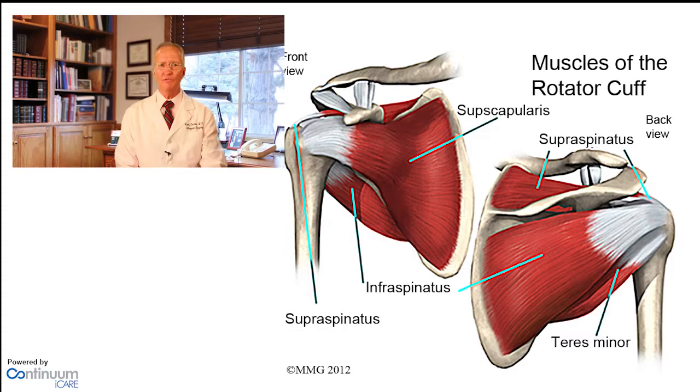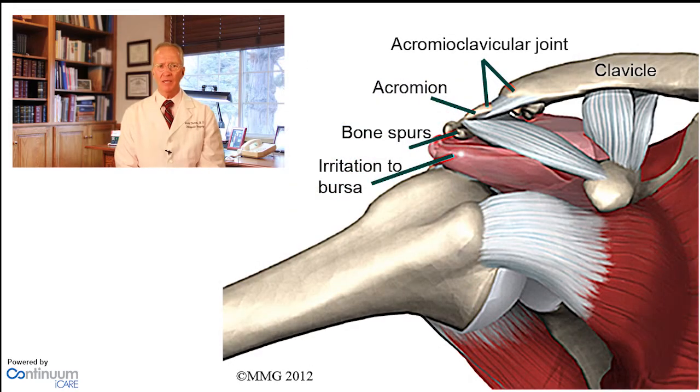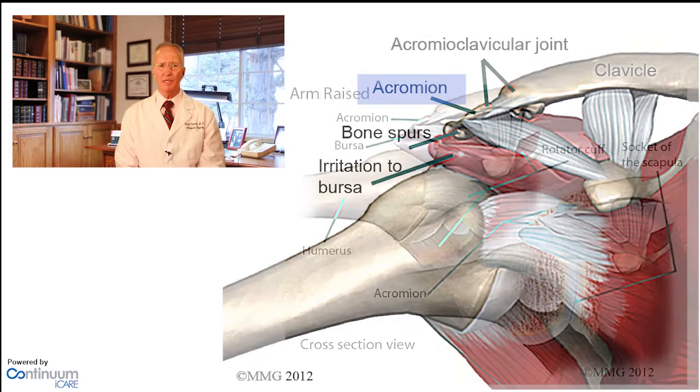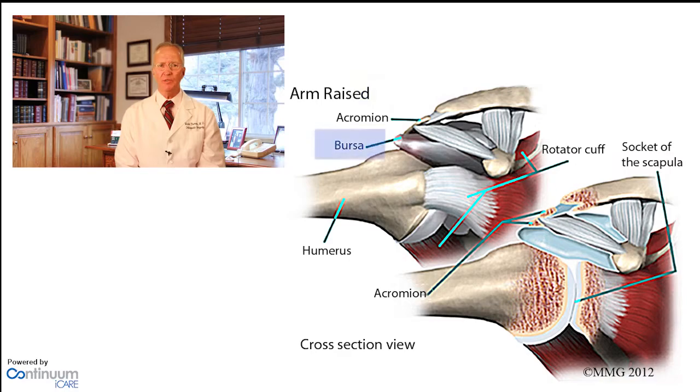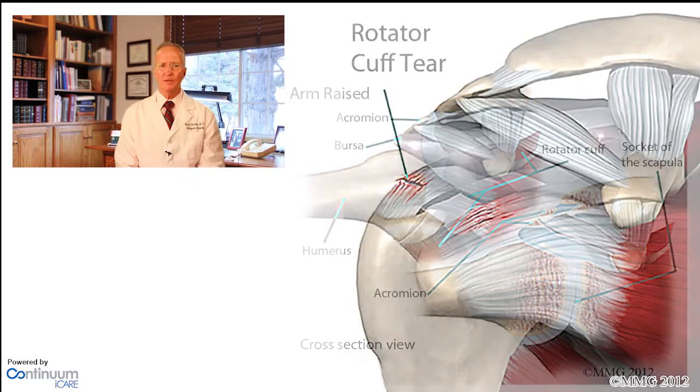A major role of the rotator cuff is to hold the humerus snugly in the socket or glenoid. It also helps raise and rotate the arm. The upper part of the scapula that forms the roof of the shoulder is called the acromion. A bursa is located between the acromion and the rotator cuff tendons. A bursa is a lubricated sac of tissue that allows for frictionless motion between two moving parts. In this case, the bursa protects the rotator cuff as it rubs against the acromion.